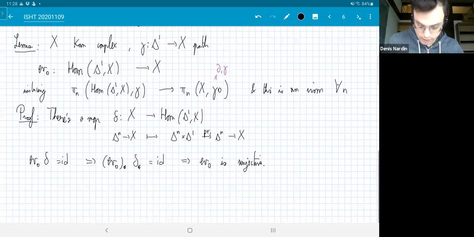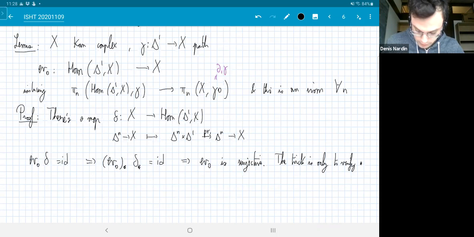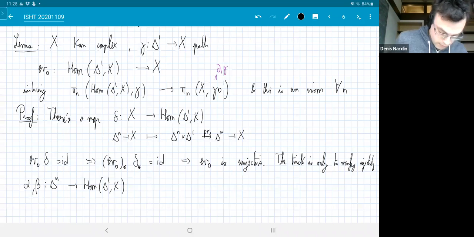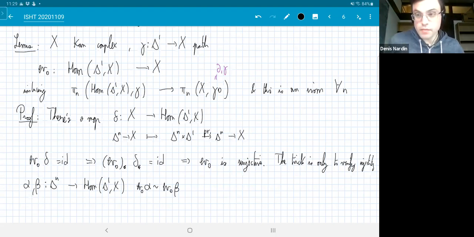So the trick is only to verify injectivity. So suppose we have alpha, beta from this guy, and such that they are homotopic after evaluating at zero. So what does this mean? This means that there exists eta in hom delta 1 x satisfying some conditions.